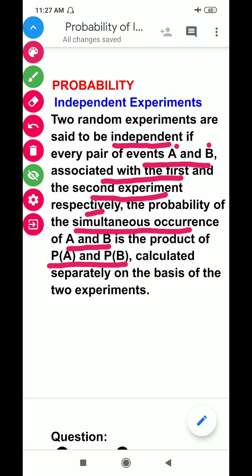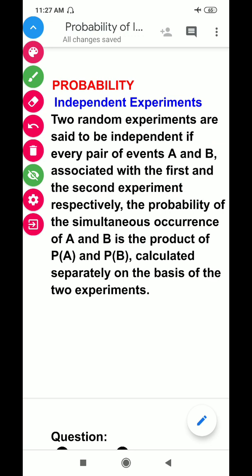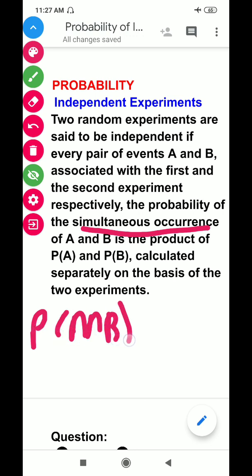Students, here A and B are two events. Both the events are independent of each other. The occurrence of A doesn't affect the occurrence of B, so they are called independent experiments. So in this way, we write the probability of simultaneous occurrence, that is probability of A intersection B, equals probability A multiplied by probability B.